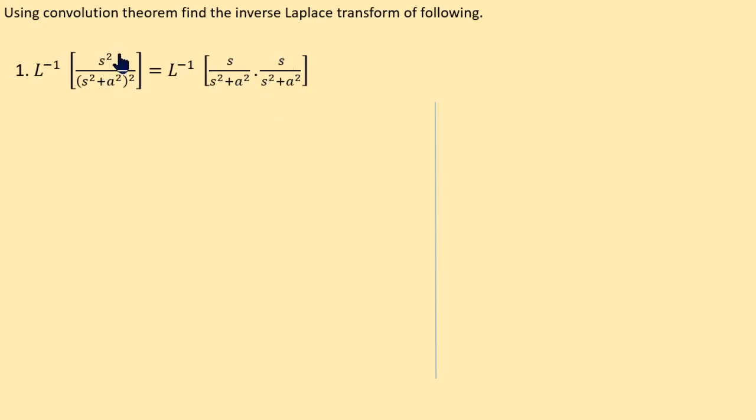See this. So we are going to write this s square by s square plus a square whole square as product of the two functions. One is capital F of s, one is capital G of s. Now find the inverse Laplace transform of this capital F of s and capital G of s. So both are s by s square plus a square, that is cos a t. F of t is also cos a t, g of t is also cos a t.